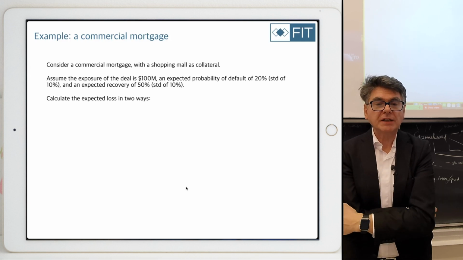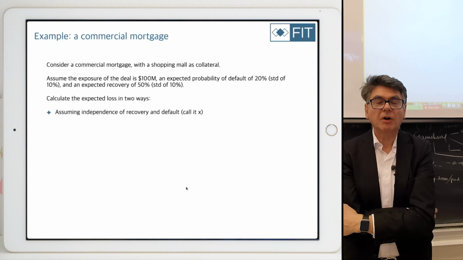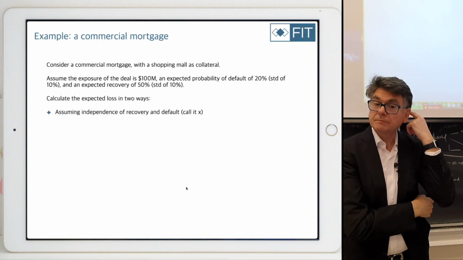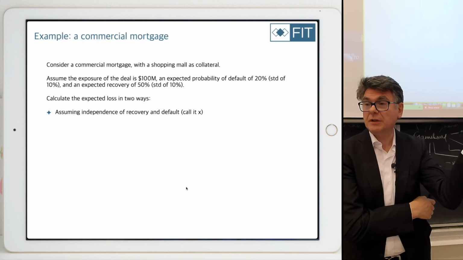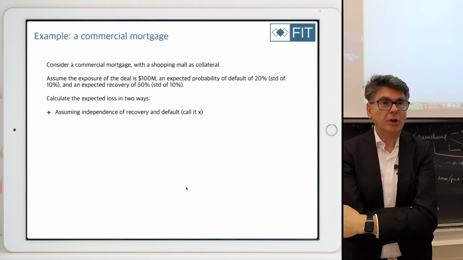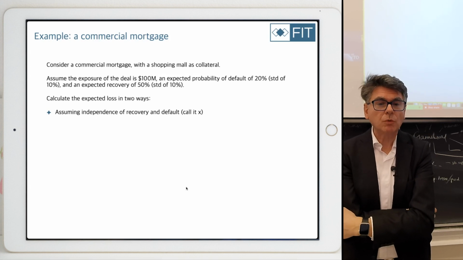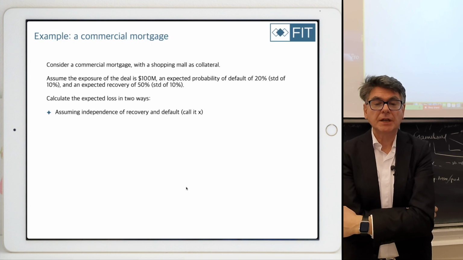I want you to calculate the expected loss in 2 ways. First way, assume the independence of recovery and default. By the way, the exposure is constant, it's 100 million. There's no need to model it. So here we only have 2 factors, recovery and default. So X would be the expected credit loss in the case of independence between recovery and default, right?